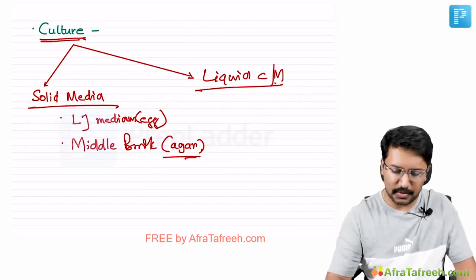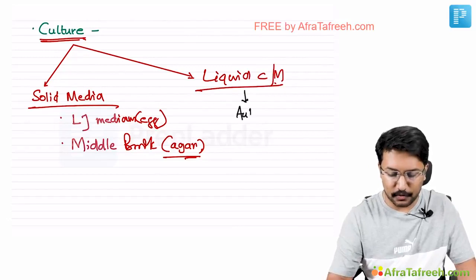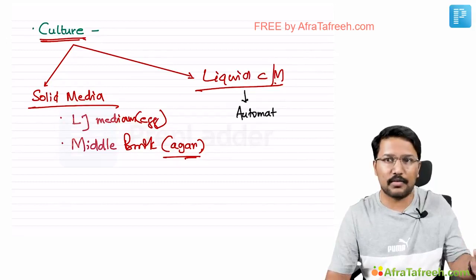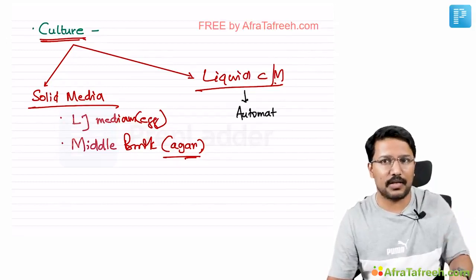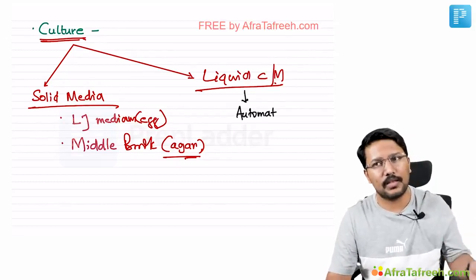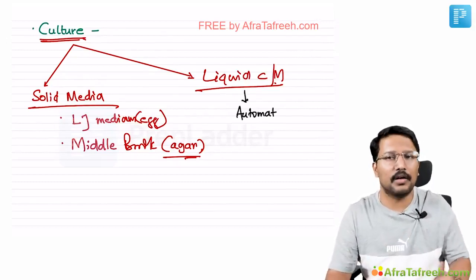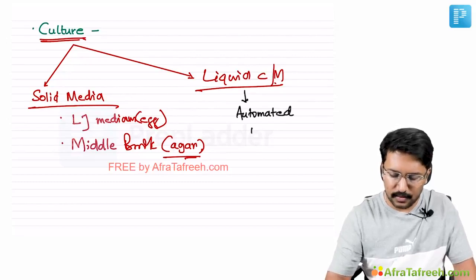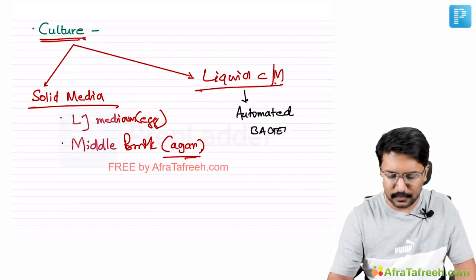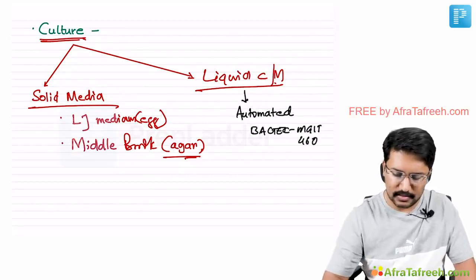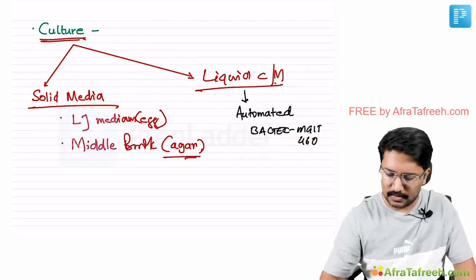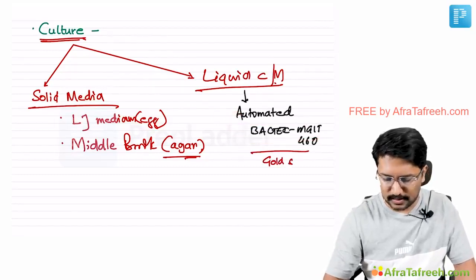Now among the liquid culture media, the preferred one is fully automated, not manual, not semi-automated. So Bactec was the first semi-automated liquid culture media that came into picture. The same team has come out with a fully automated liquid culture media, what we call the Bactec MGIT 460, right? This is considered the current gold standard for culture.